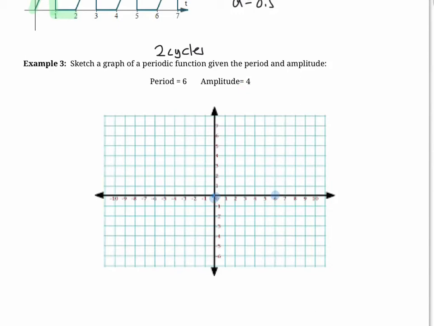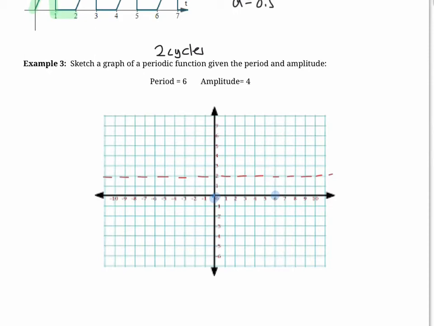The amplitude has to be 4, which means the middle of the graph to the top has to be 4, and the middle of the graph to the bottom has to be 4. So it all depends on where you put your middle. So if you put your middle at 0, that's going to be easy. Well, I'm going to make it slightly harder. I'm going to put my middle at 2. So maybe I'm just going to do a dotted line across to represent the axis of the curve. So that's the middle of the graph.